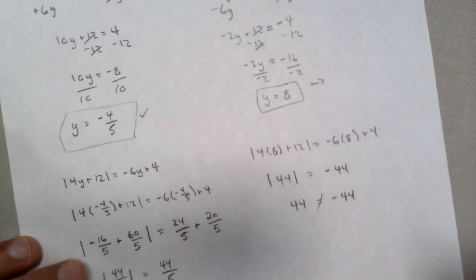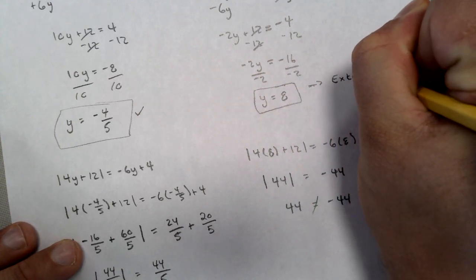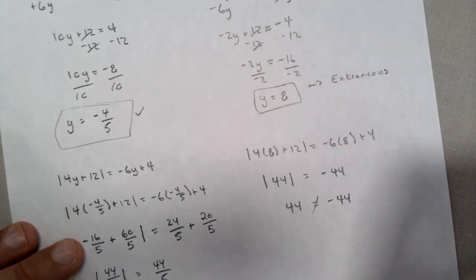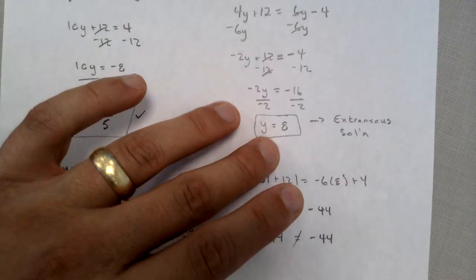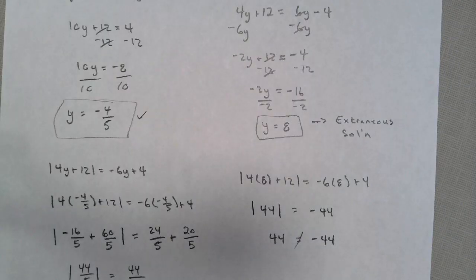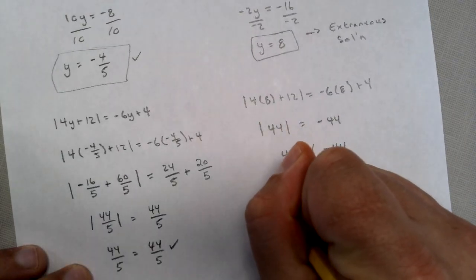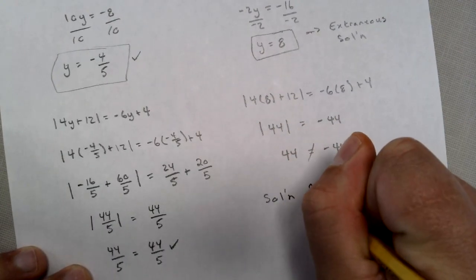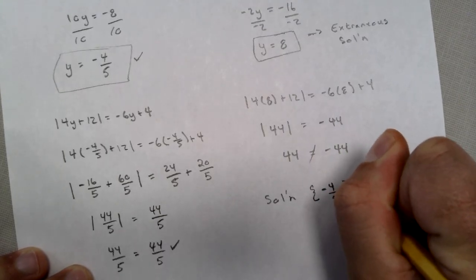So y equals 8 is what we would call an extraneous solution. So you arrive in case 2 at y equals 8, but it does not satisfy our absolute value equation. So we're not going to include it in the solution set. So our solution set for our absolute value equation is the set containing the number negative 4/5.